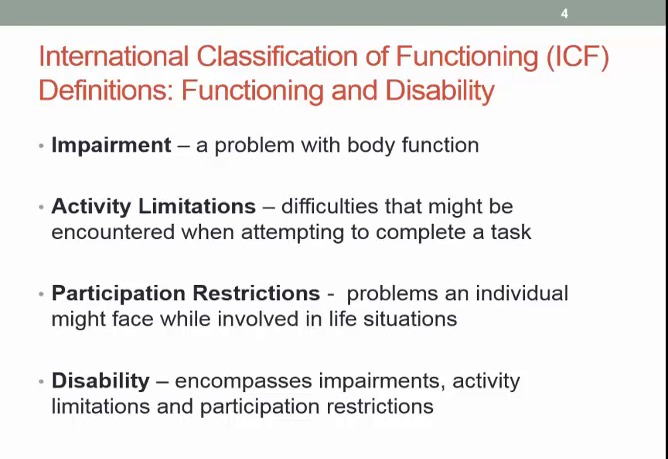Next, we have activity limitations, and these are difficulties that might be encountered when attempting to complete a task. An example here would be a person's difficulty in combing their hair due to decreased shoulder range of motion in the example before. So the impairments result in activity limitations.